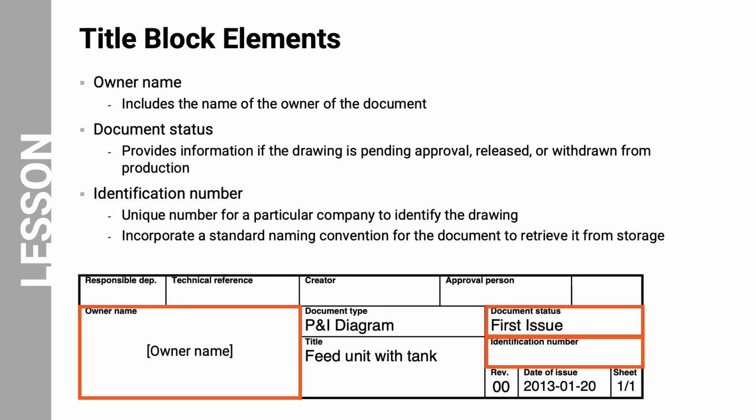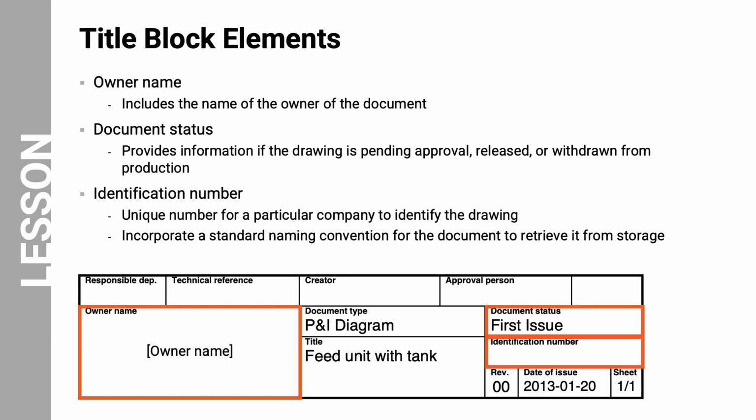Let us look at some of the important elements that are present in the title block. The leftmost large box is the location for the owner name, which includes the name of the owner of the document. It could be the company, enterprise, or the person who owns the drawings. To the right, arranged from top to bottom, is the document status, indicating whether the drawing is pending approval, released, or withdrawn from production. Another element is the identification number, a unique identifier assigned by the company.